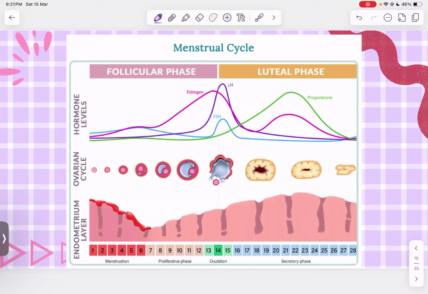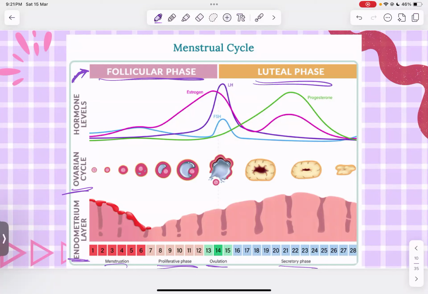As we can see here, I told you this before. The menstrual cycle is two cycles, right? The ovarian cycle, and the uterine cycle, which is the one illustrated here. It's the endometrium and so on. We can see here the menstruation, the proliferative phase, the ovulation, the secretory phase, all right? And the ovarian cycle is right here. So we have the follicular phase and the luteal phase.